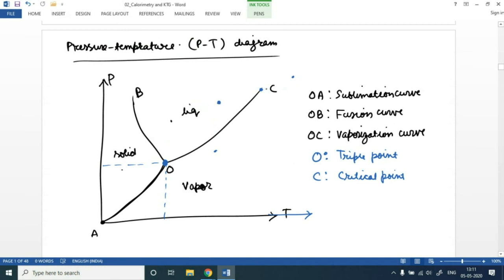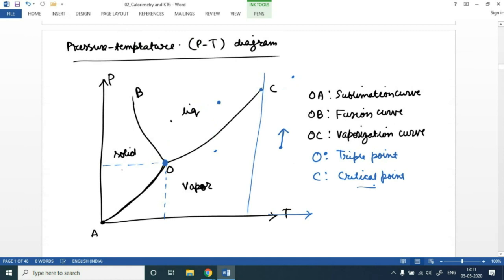But beyond the critical temperature, you should realize that regardless of how high the pressure may be, vapor cannot be liquefied. Even at this point, if you increase the pressure beyond this critical temperature, you will not be able to liquefy it, because beyond the critical temperature this material will remain only in the gaseous phase. So that is the critical point.